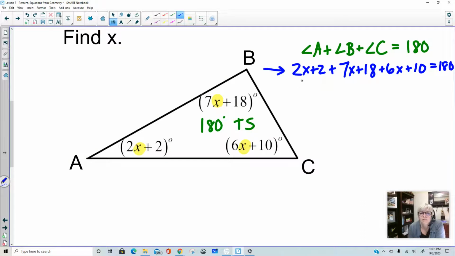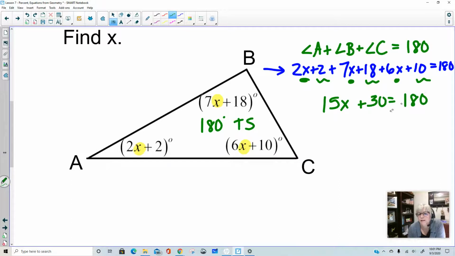15x equals 150. All right, after we divide both sides by the coefficient, we get an answer of x equals 10. Okay, so that one's done. Let's make sure we answered the question. It said find x, all right?